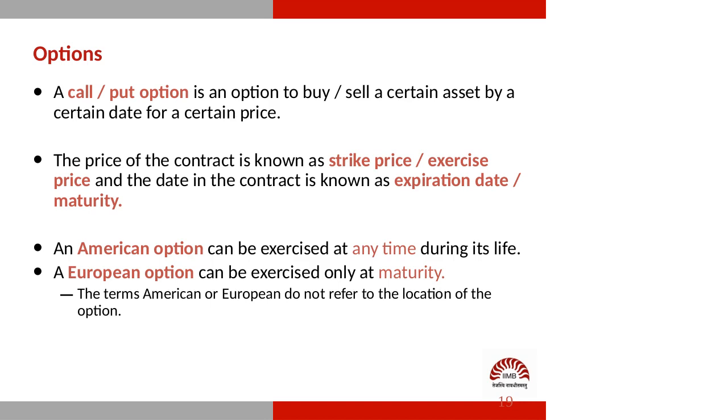As I said, you exercise it only once, but you have a choice of exercising at any point during the entire life of the contract. Whereas in a European option, you will only be able to exercise it on the last day, on maturity. Even if you think it is worthwhile to exercise early, you cannot exercise it early. That is where the difference is.